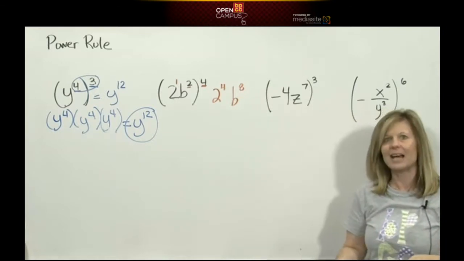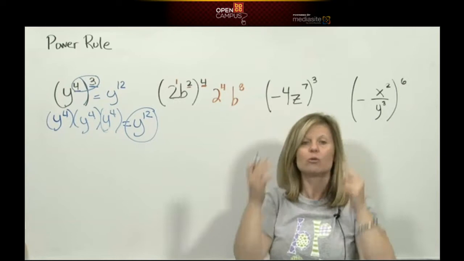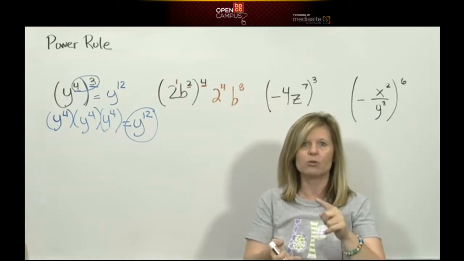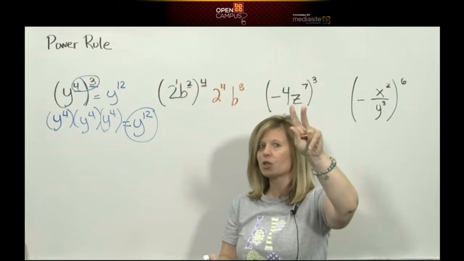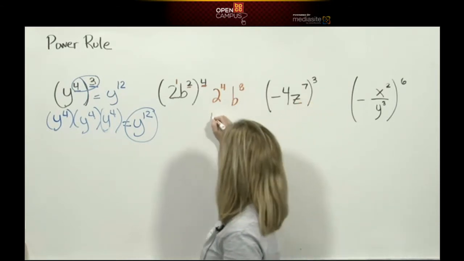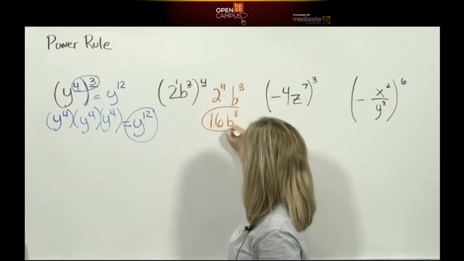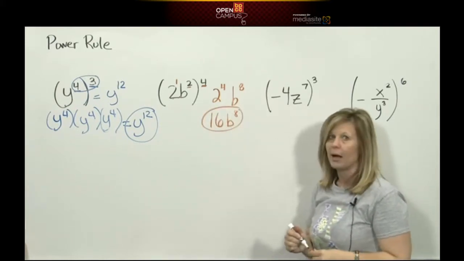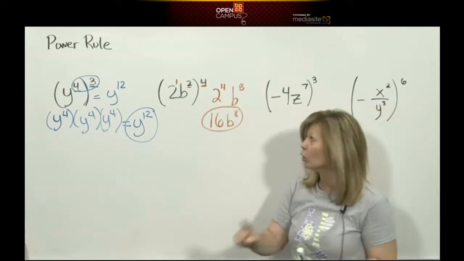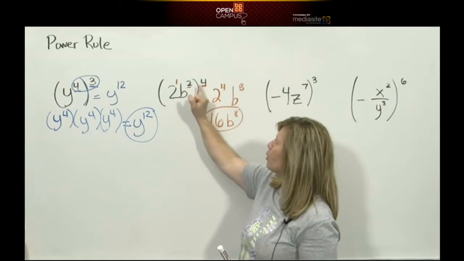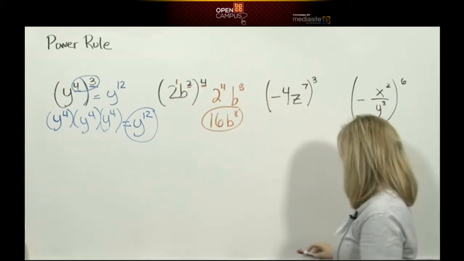Now you can't leave that answer. You have to work out 2 to the 4th. In your head, you know 2 to the 4th means 2 times 2 times 2 times 2. So 2 times 2 is 4, 4 times 2 is 8, 8 times 2 is 16. You can't do anything with b to the 8th, that's in lowest terms. That would be your expression multiplied. So you have to be careful. If you're going to do the power rule, you have to take that exponent and multiply it to every other exponent. If it's not there, it's understood to be a 1.